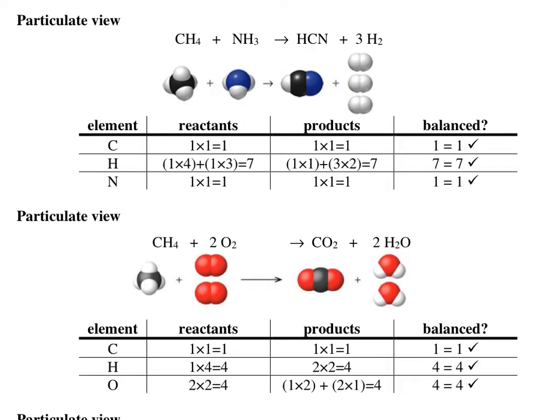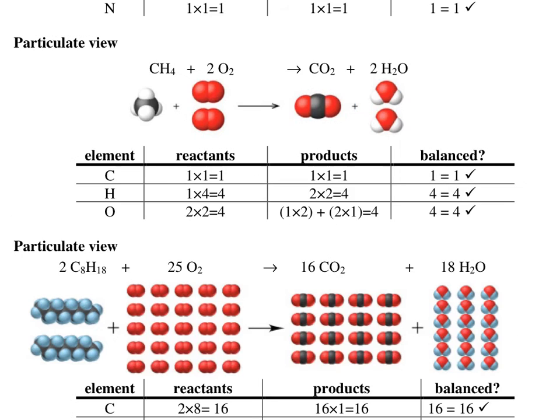For nitrogen, we only have 1 nitrogen atom. It exists in the ammonia molecule, and 1 atom of nitrogen in our products. We see the representation of the combustion of methane. Combustion of hydrocarbon and oxygen is going to give us carbon dioxide and water. And further, we see that this chemical equation is balanced.